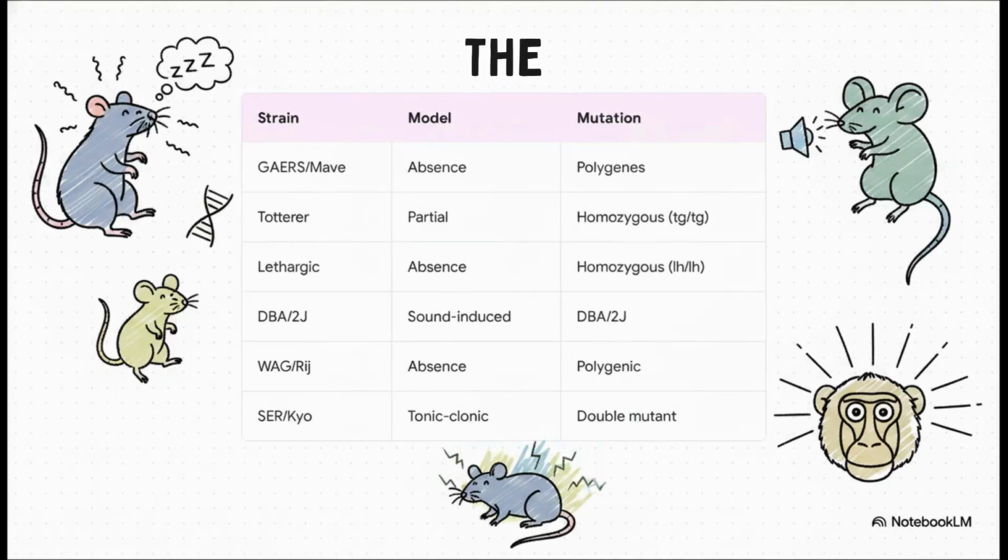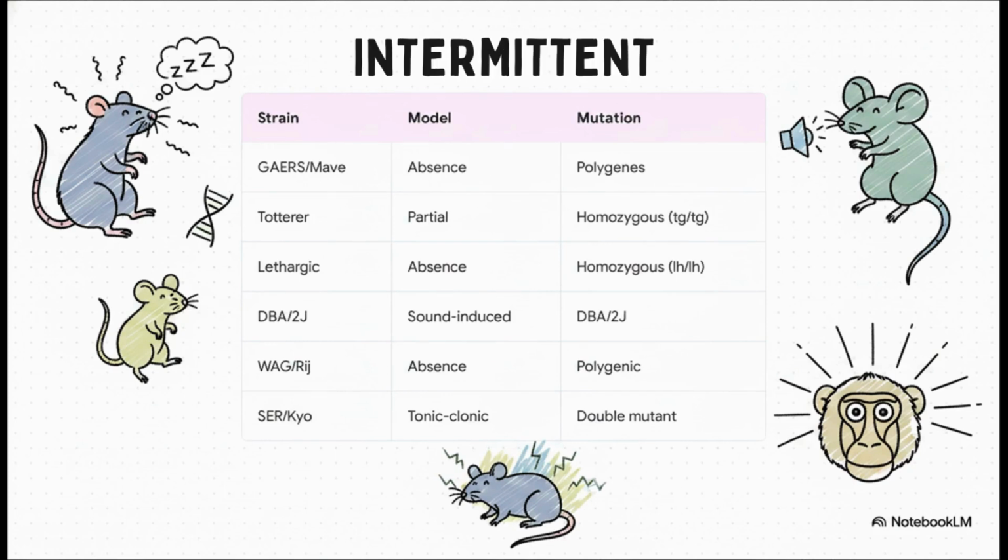And we definitely can't forget the genetic models. These are incredibly specific testing grounds. For absent seizures, we use polygenic GAERS and WAG/Rij rats. Or look at the tottering mice. They have a specific homozygous mutation that gives them frequent partial seizures. Then you have DBA/2J mice, which are uniquely susceptible to sound-induced seizures. There are even photosensitive baboons that get tonic-clonic seizures just from intermittent flashing lights. The sheer variety here really highlights how we can model almost any specific human epileptic condition.